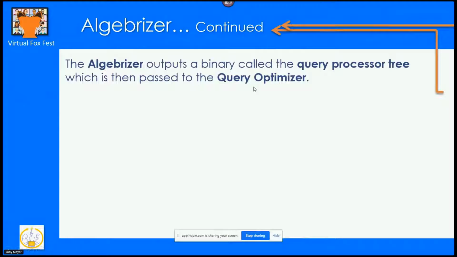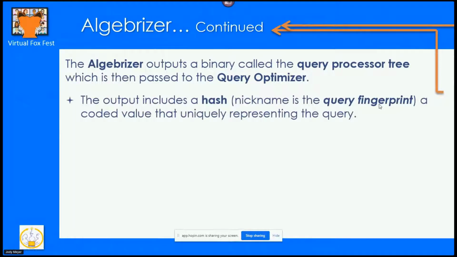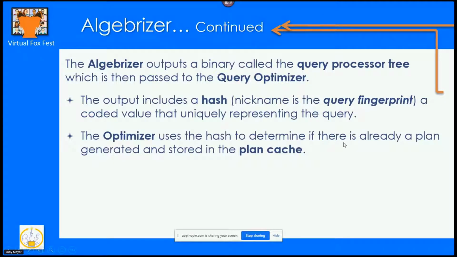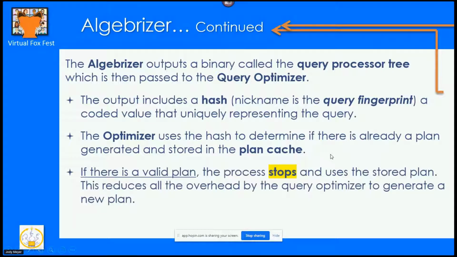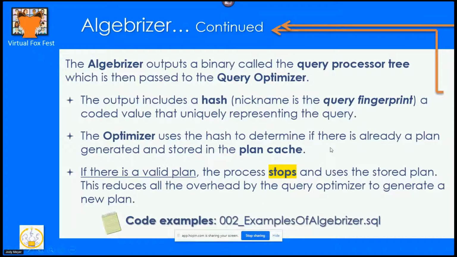So once the Algebrizer is happy, it then passes the query process tree to the query optimizer. That's where the hash is then produced, and it's basically that unique fingerprint, if you will, for the query. And that's what the optimizer will do, it'll check to see if that is already in the plan cache. If there's a valid plan, the process stops and it just uses what's in the storage, which then reduces the overhead. So let's go look at that example.